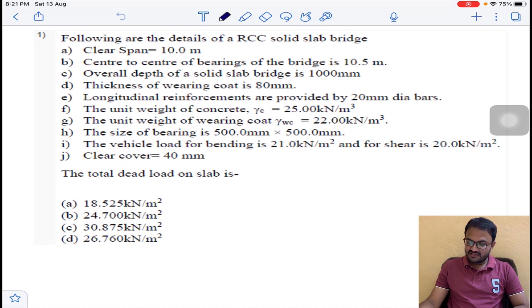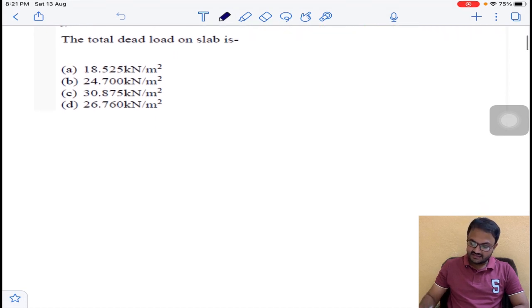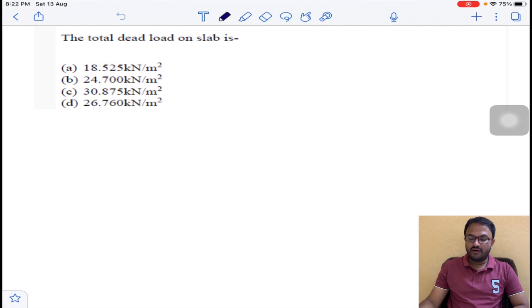Following are details of an RCC solid slab bridge. He has given clear span, center to center, effective span, overall depth, thickness of bearing course, longitudinal reinforcement provided by 20 mm bars, unit weight of concrete, unit weight of bearing course, size of bearing, size of vehicle load for bending and vehicle load for shear, and clear cover. So he is asking for the total dead load on the slab.